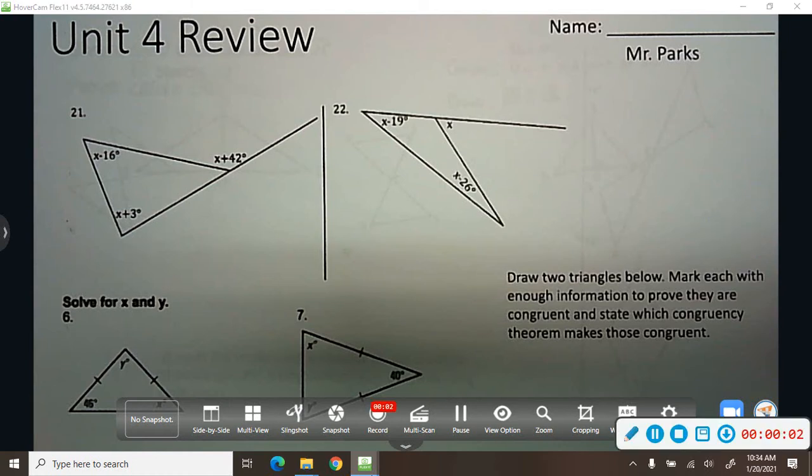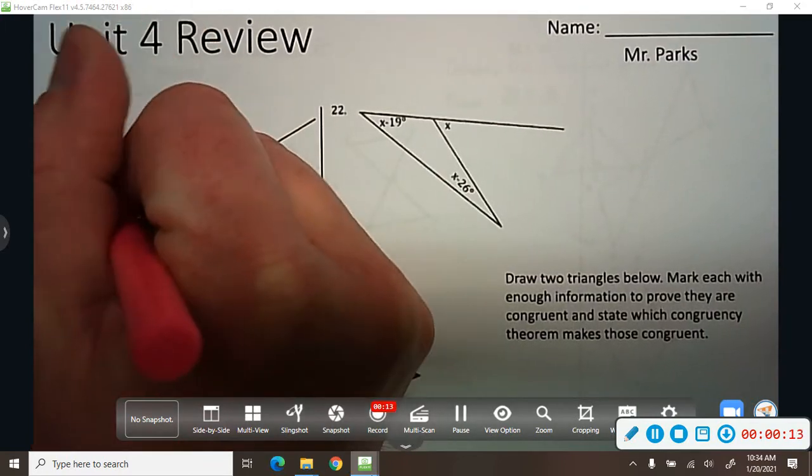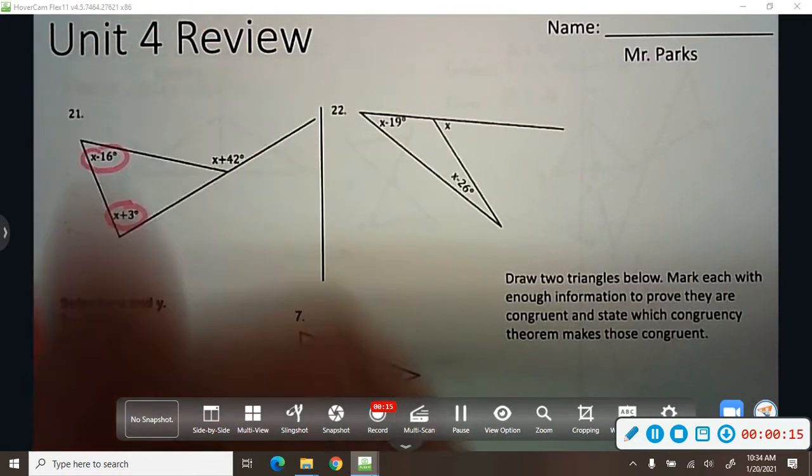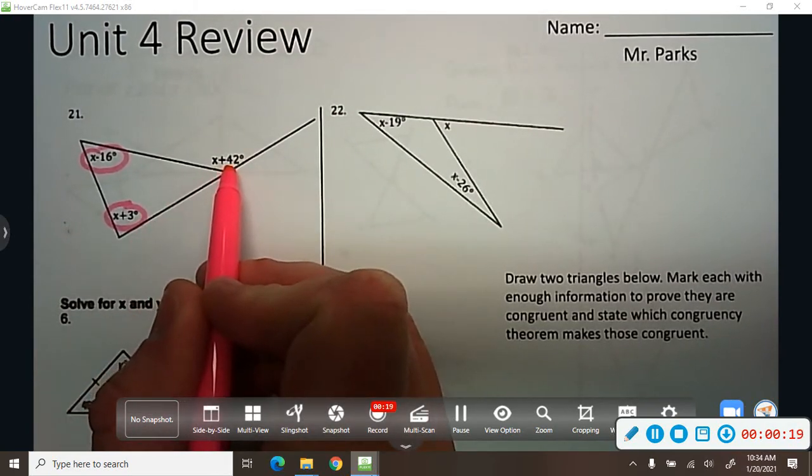So here we're supposed to find the value of x. And so we need to set up an equation. And there's actually a relationship. If you have interior angles and they are remote, that means that they are away from the exterior angle.